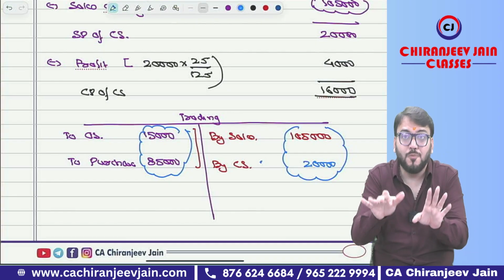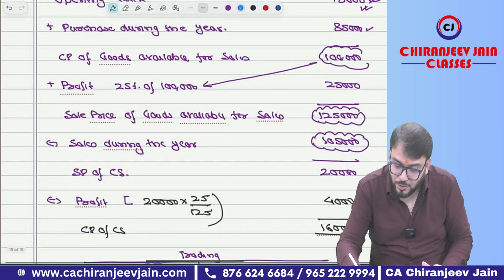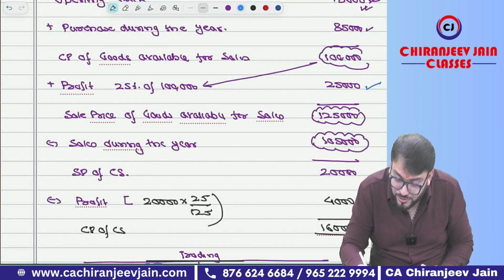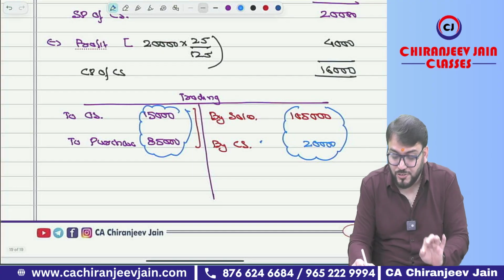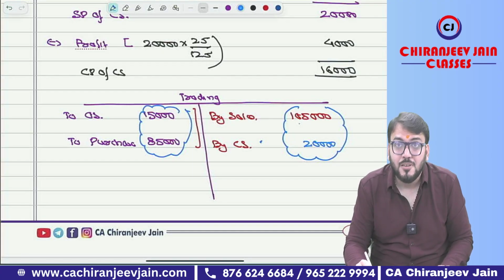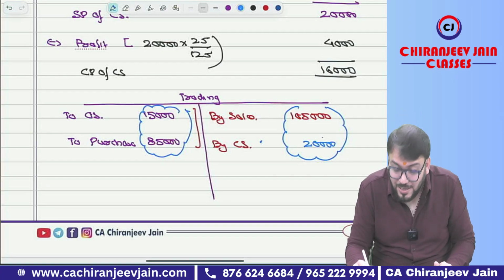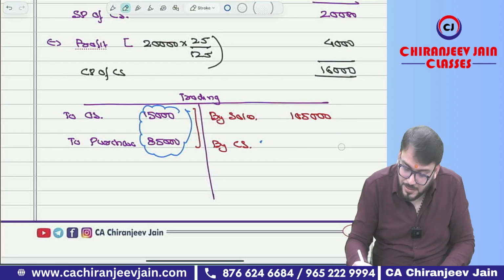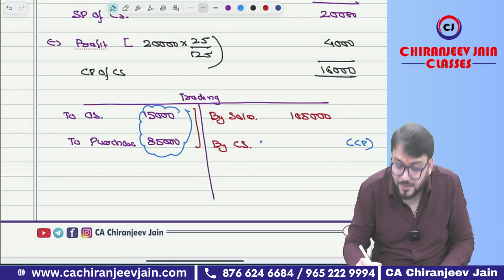So overall profit, if I sell entire goods, is how much? 25,000. So this is the sale price of goods available for sale. The sale price of goods available for sale is how much? 1,05,000 plus 20,000. Are you getting? 1,25,000. But we don't measure closing stock at sale price, we measure at cost price.